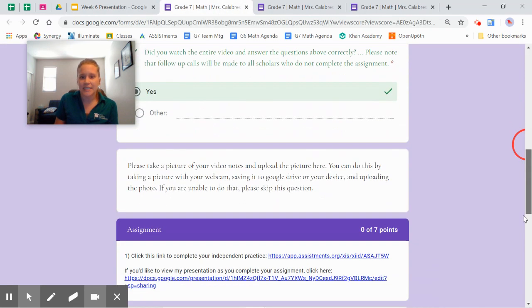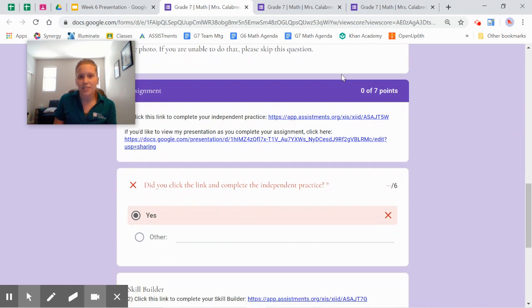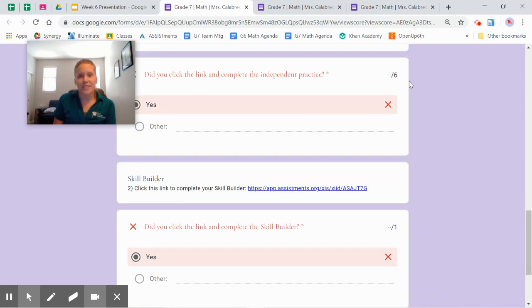You'll also notice that in the assignment part, you'll see 0 out of 7 points. That's just because your assignment has not been graded yet. So it's okay for you to see 0 out of 7. Your score will be updated in Google Classroom by tomorrow. So check for your score in your Google Classroom tomorrow.